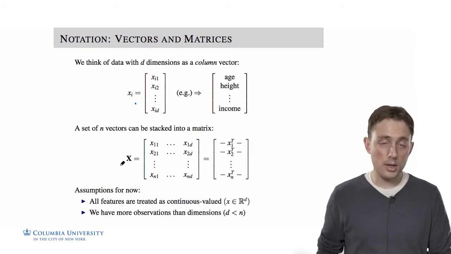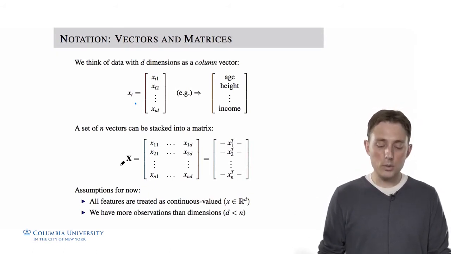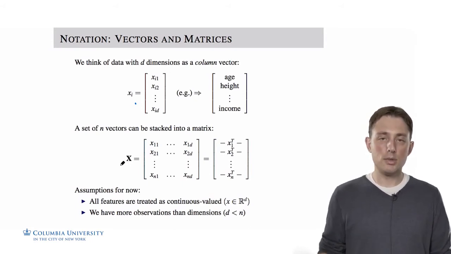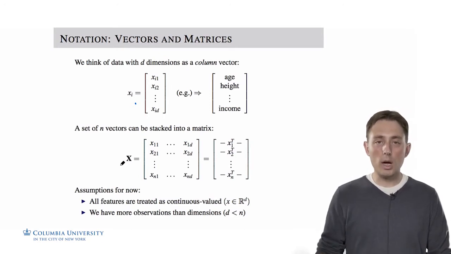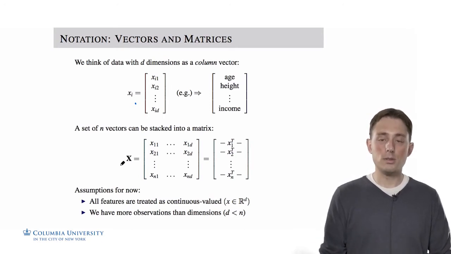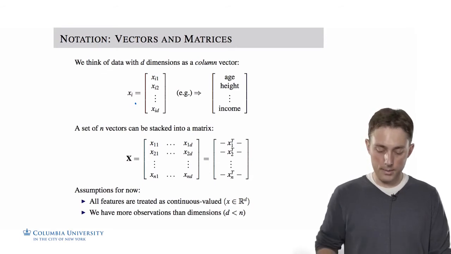And also, an assumption that we're going to make is that features are treated as continuous valued. That's not necessarily going to be the case, but it's a simplifying assumption we're going to make. And we're going to assume that we have more observations than we have dimensions. And we'll see why that is in a minute.